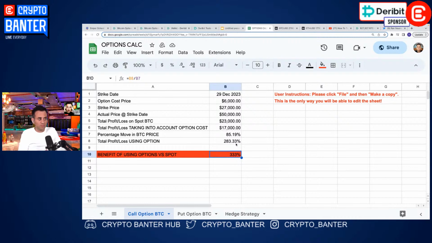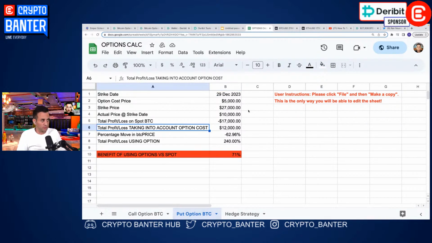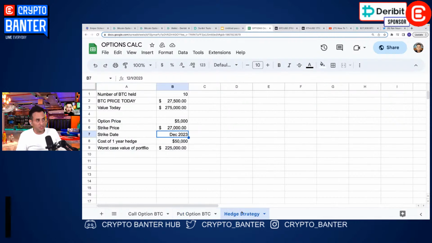So it just shows you that you get the same effect as leverage without actually leveraging, which is why I like it. Okay, and I'll show you the same thing with puts. So in fact, let me show you a hedge strategy. I think the hedge strategy is brilliant.